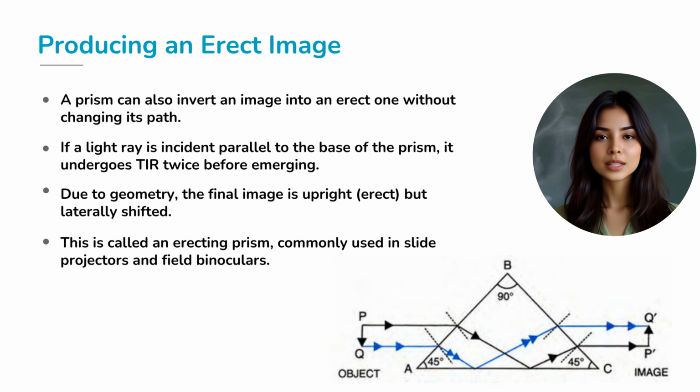Prisms can also correct an image to make it upright. When a light ray enters parallel to the base of an erecting prism, it undergoes two total internal reflections before emerging. Because of this clever geometry, the final image is upright, or erect, though slightly shifted sideways. This is called an erecting prism. They are used in slide projectors and field binoculars, where it's important to see an image the right way up instead of inverted. In the diagram, notice how the emergent ray stays parallel and the image PQ remains upright.